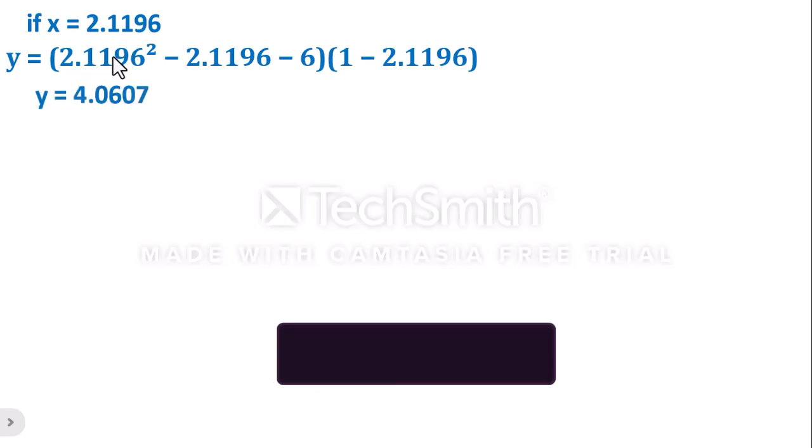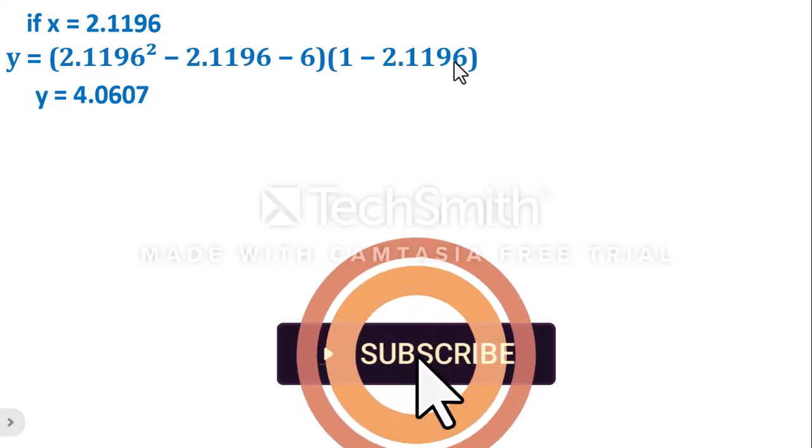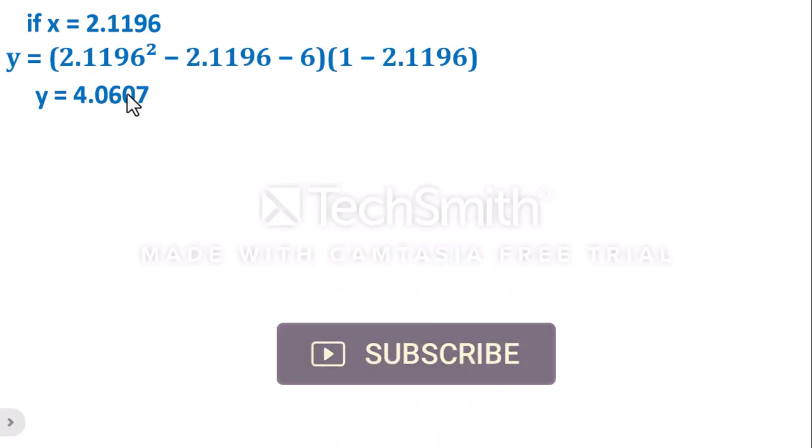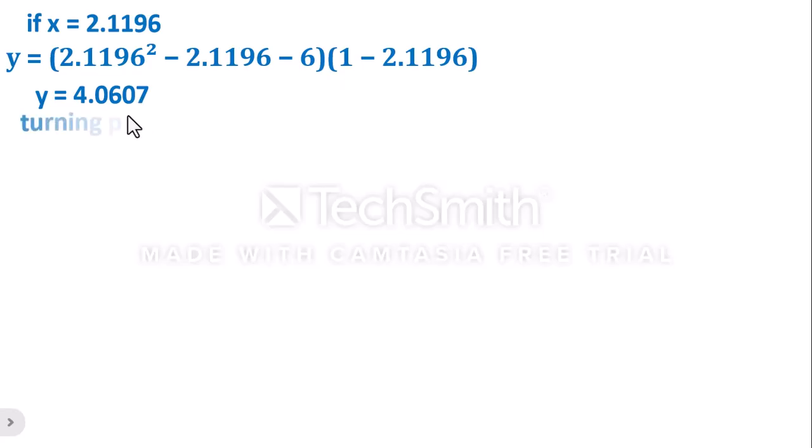Finding corresponding y values. To find the coordinates of the stationary points, we substitute each x value back into the original equation. For x equals 2.1196, we find the value of y. When x is 2.1196, we substitute x in the general equation. We get y as 4.0607. Therefore, the turning point is x as 2.1196 and y as 4.0607.